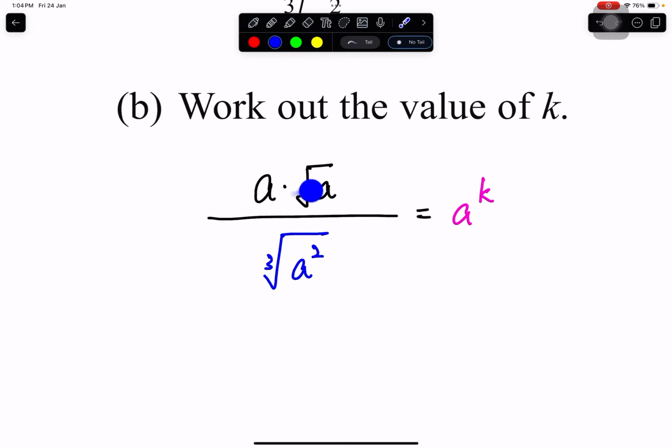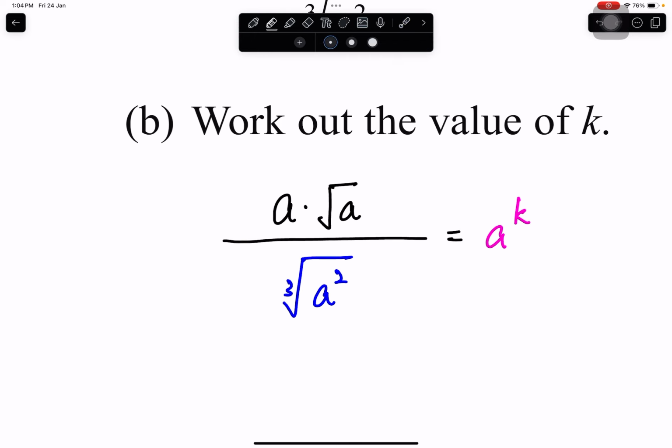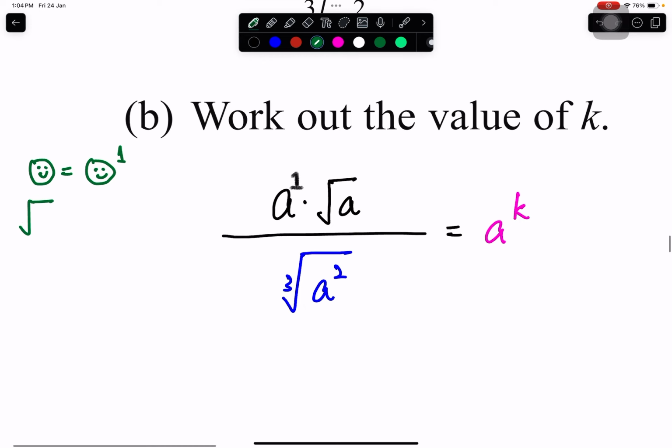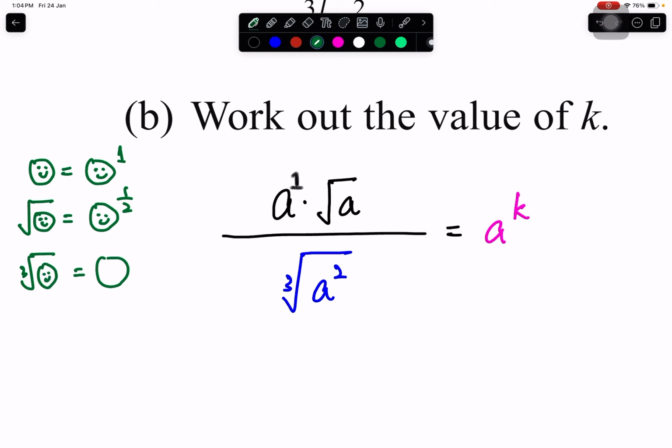Now look at the black part first. A to the power of nothing, we see nothing there, but it still exists as an a, so we will think of it as a to the power of 1. This is the rule. If something has no exponent, that means it is something to the power of 1. The next thing is the square root of something, which equals to the power of 1 over 2. And also, the cube root of something means it's to the power of 1 over 3.